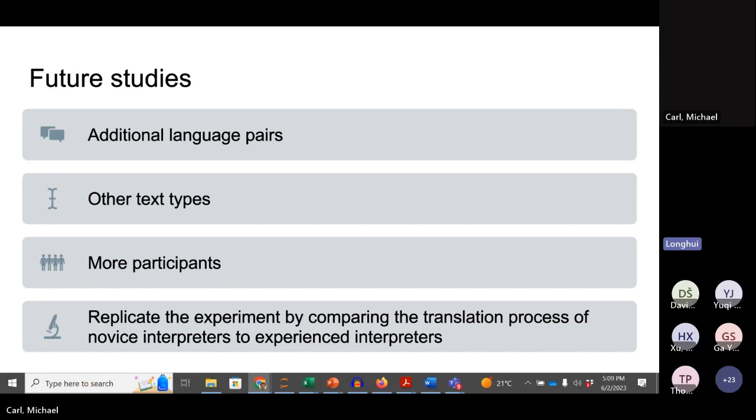And for our future studies, as we can see from the limitations on the last slide, we can look into additional language pairs, for example, from English into Spanish or from English into Arabic. That is, we can get participants maybe from Kent State.